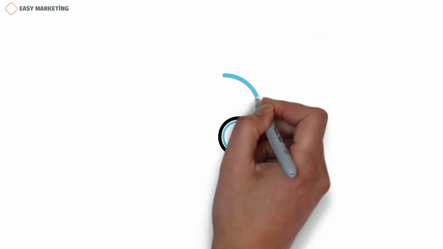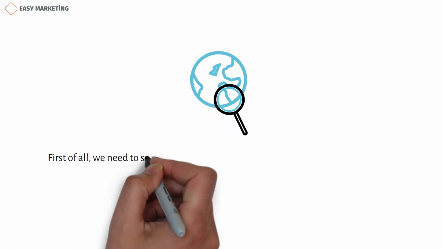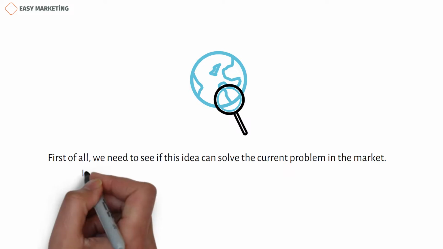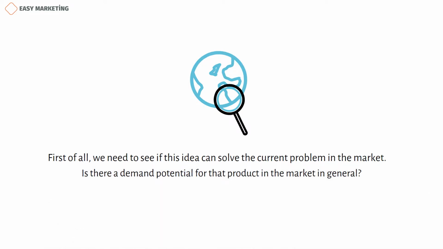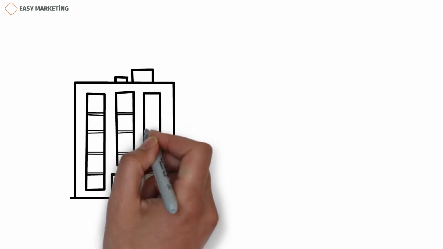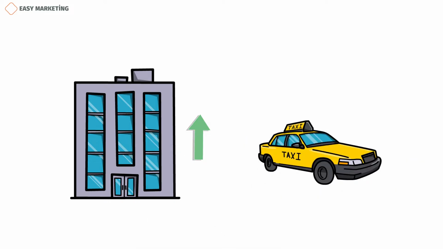There are several ways to investigate. First, we need to see if this idea can solve the current problem in the market. Is there a potential demand for that product in the market in general? Or if there are already existing companies in the market that have already solved the problem you found, you can research them thoroughly. You might think that this is a problem that can be solved better. For example, taxi services have always existed, but then these services were further improved. Transportation needs have been met before, but a company's new mobile app can be an improvement of that service.